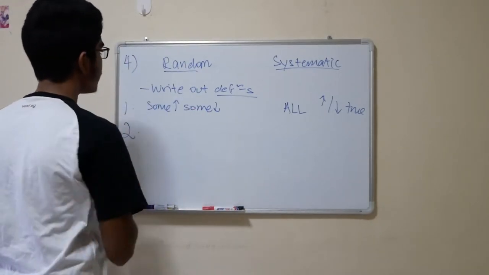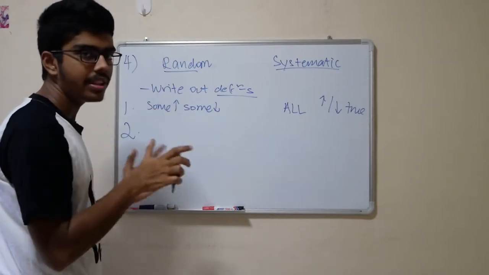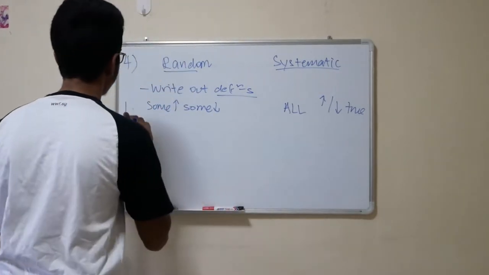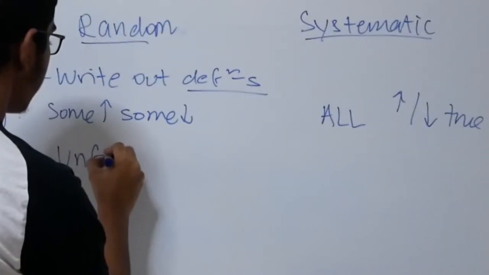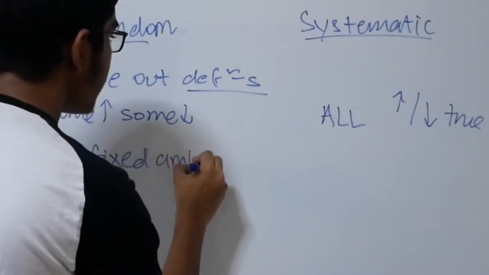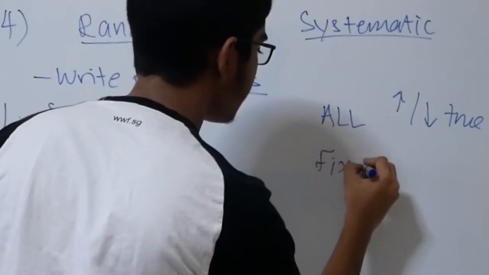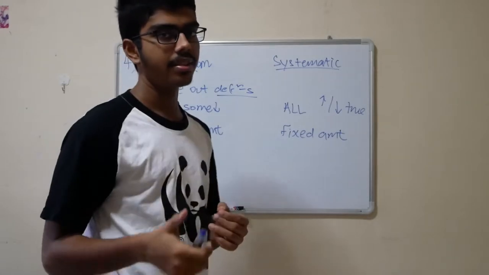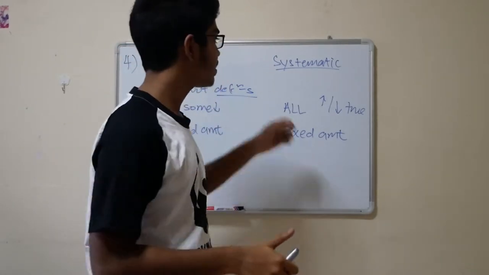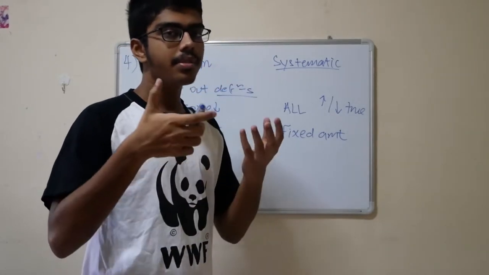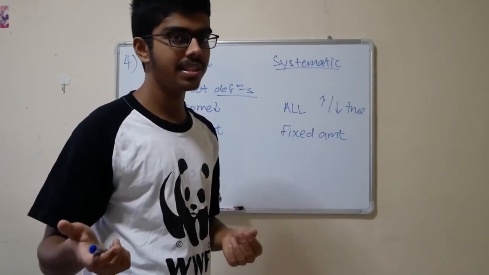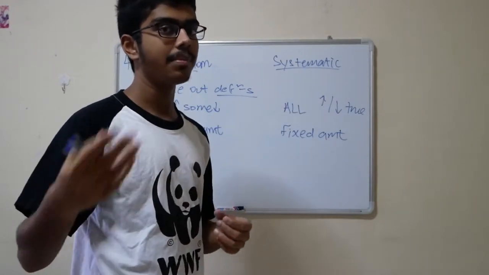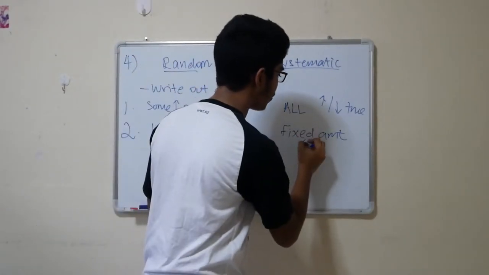Number two, guys, random errors result in the readings being above or below the true value, correct? You guys know that. But it is by an unfixed amount. Whereas for systematic, it is a fixed amount. Say, for systematic error, you have zero error in a micrometer screw gauge. That is a systematic error. Because, for example, the zero error is plus 1 cm. So that means that all your readings will be 1 cm larger. So that is a fixed amount of 1 cm.